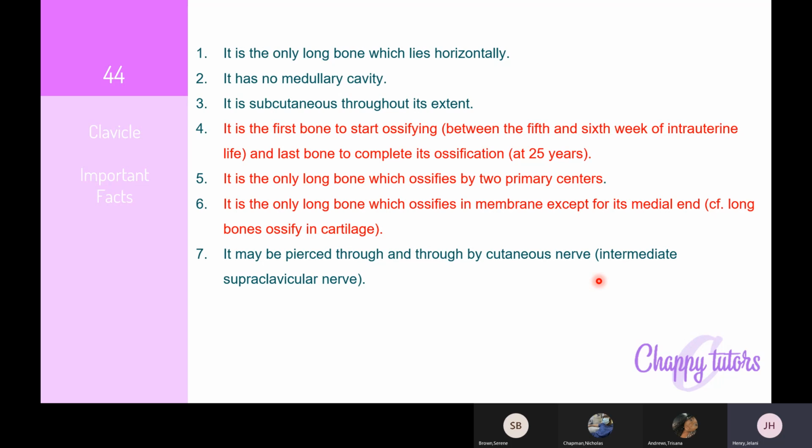It is the only long bone that ossifies by two primary centers. Centers being the ossification centers, which are regions that are responsible for ossification. But you get to know more about ossification later on. It's the only long bone that ossifies in membrane, except for the medial end, right? And that ossifies in cartilage.